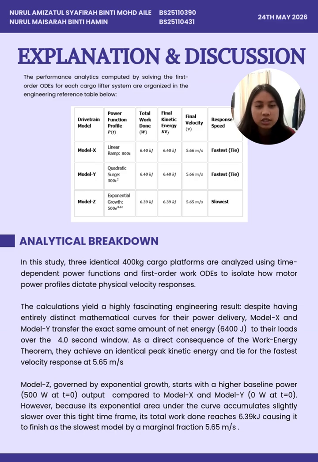Model Z actually starts off stronger with 500 watts right at the beginning, while X and Y start at 0. But over this short 4-second window, its total energy output ends up slightly lower at 6.39 kilojoules. So it finished just a tiny bit slower at 5.65 meters per second.